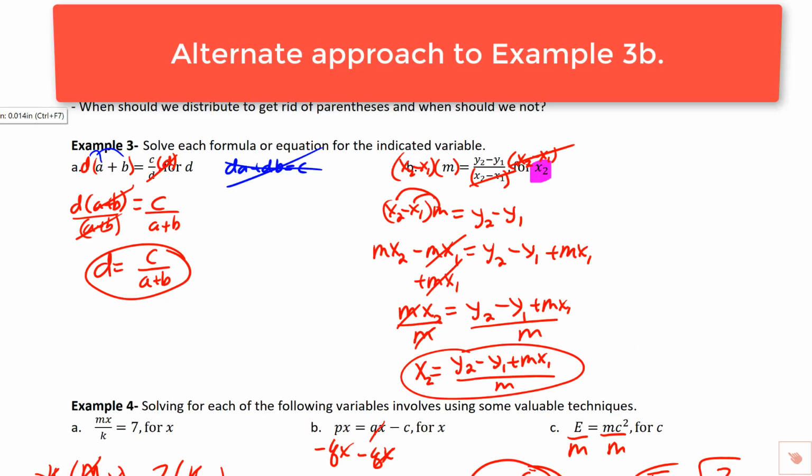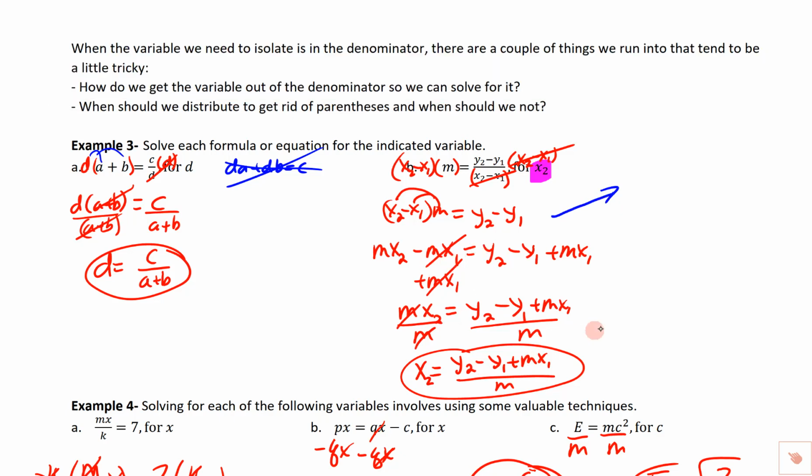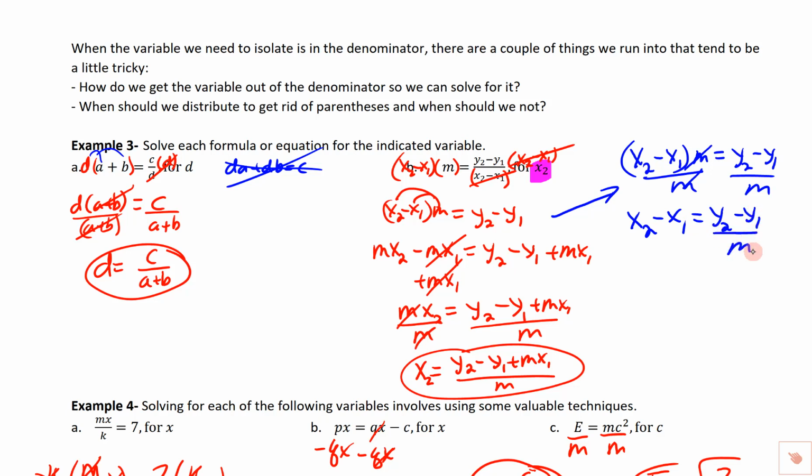I did want to take a quick second to come back and take a look at example 3b and show you that there is another way that you can do this. Again, some really good skills that we worked on here. But look how many variables we've got floating around, lots of different ways to do this problem. We could at this point right here where we have the x2 minus x1 in parentheses times m, and then the y2 minus y1, we could do this. If we want to get rid of that set of parentheses, we don't have to distribute. What we could do is just divide both sides by m, and watch what happens here. We get x2 minus x1 equals y2 minus y1 over m.